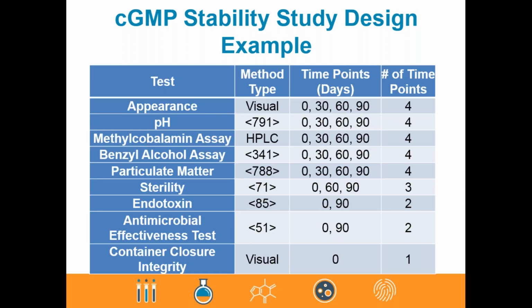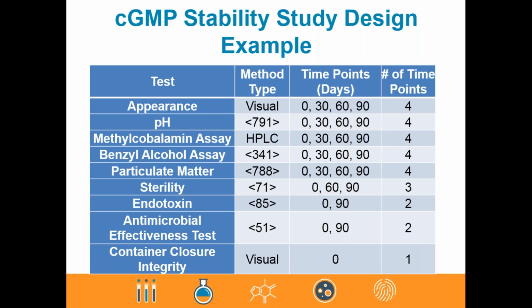Notice these are all the tests that we talked about: the appearance, the pH, potency of the drug and of the preservative, the various tests. Notice not all the tests were conducted at all the time points. It's probably not necessary to include all the tests at all the time points, but that is a determination that needs to be made of when it's appropriate to perform the tests. By reducing the number of tests, you can reduce the cost of the stability program.